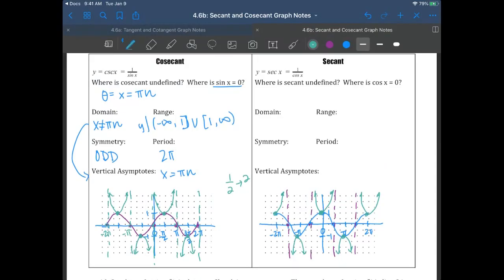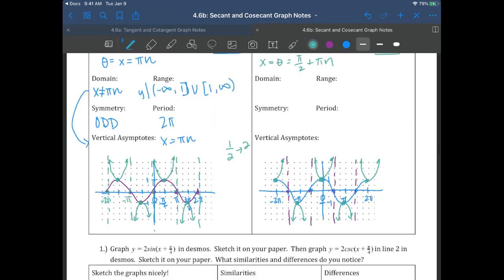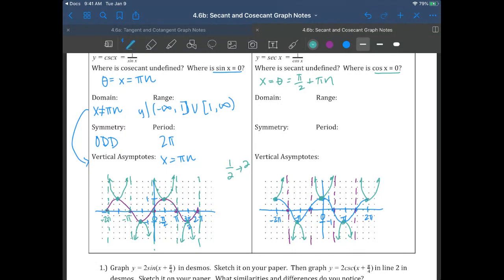Okay, so we say that secant, we can't divide by 0 when cosine x equals 0. So remember that is when x or theta is equal to pi over 2 plus pi n. So we're going to look at our graph and see, yup, pi over 2 plus pi, plus another pi, minus pi, minus pi. So x cannot equal pi over 2 plus pi n.